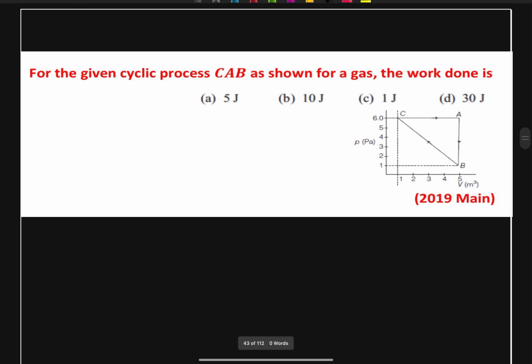It states that for a cyclic process CAB, as shown for a gas, the work done is equal to. So we have a graph for our PV, and the process is cyclic, that is our CAB. And we know that the work done is also in the form of the area under the curve.